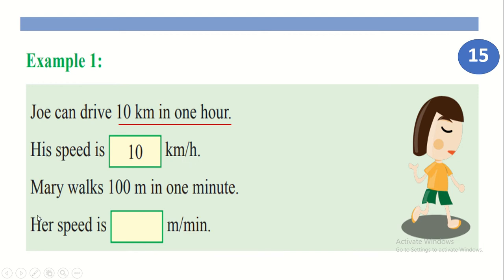Number 2. Next, Mary walks 100 meters in 1 minute. What is the answer? Her speed is 100 meters per minute. Correct, students? M slash minute here. We call this meter per minute, or meters in 1 minute.